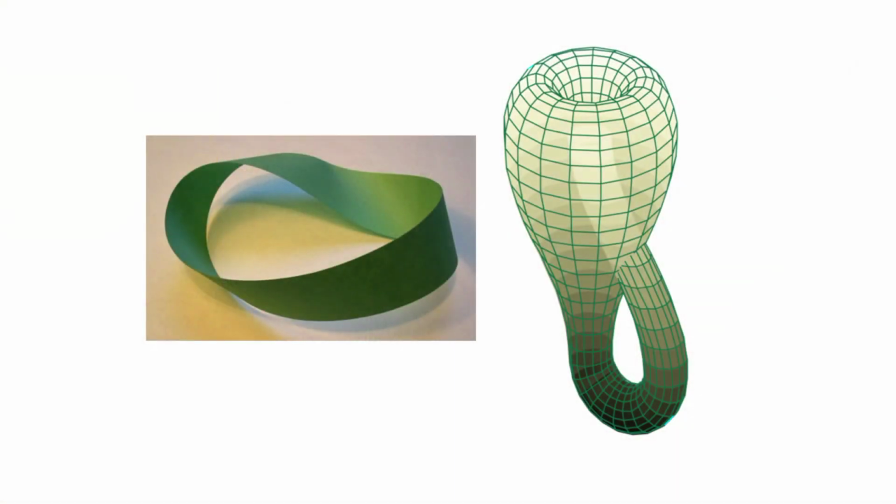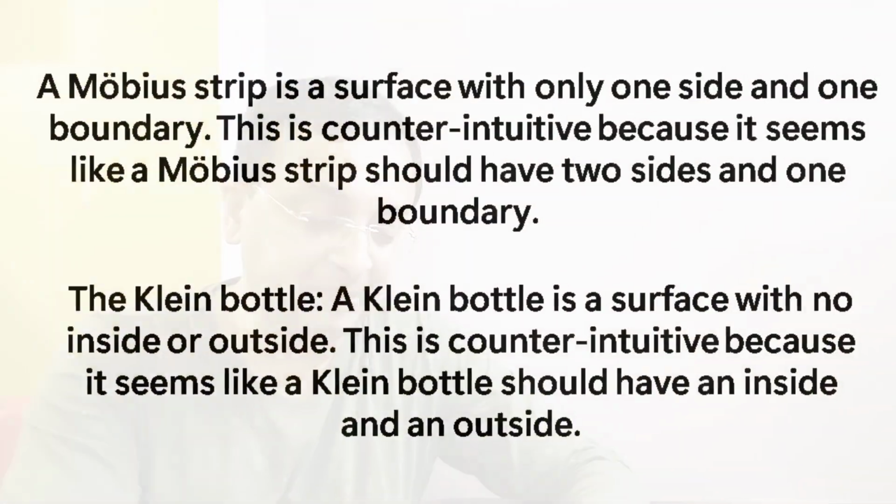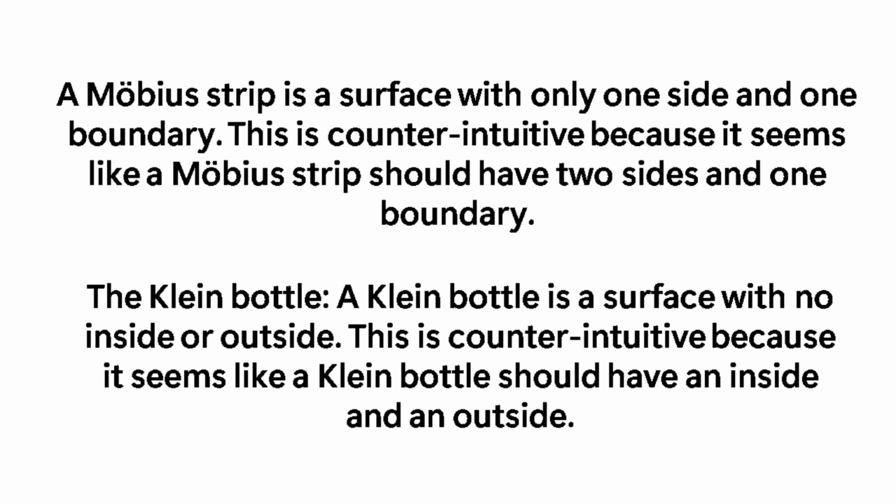Coming back to the present, right on your screen you will see two very familiar figures. One is a Mobius strip and the second is a Klein bottle. The Mobius strip is a surface with only one side and one boundary. This is obviously a counterintuitive example because it seems like a Mobius strip should have two sides, but it does not. So do not fear that this is something counterintuitive. This is actually what a Mobius strip is all about. It seems that it should have two sides, but it has one side.